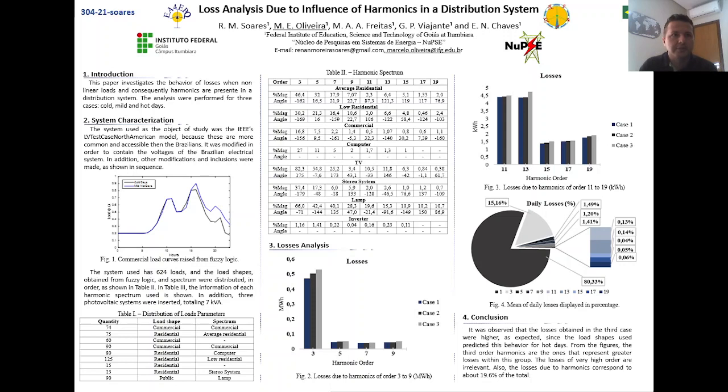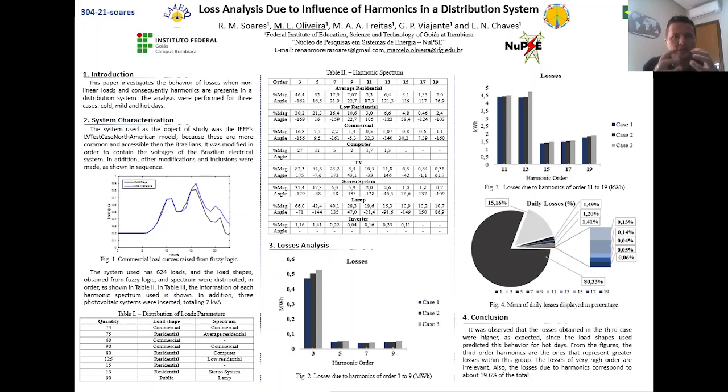the Brazilian electrical system. The load curves are obtained using fuzzy logic for different climate cases based on occupation. Rules were defined through the days depending on the occupation, residential or commercial load consumers. From these rules, the curves were obtained, like you can see in figure 1 here. This figure shows the load curves for hot, cold, and mild days.